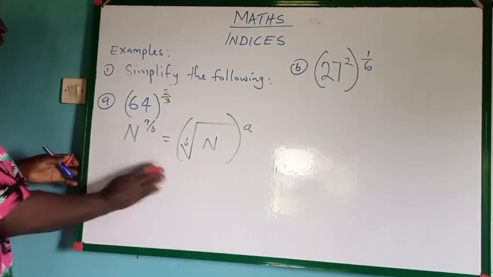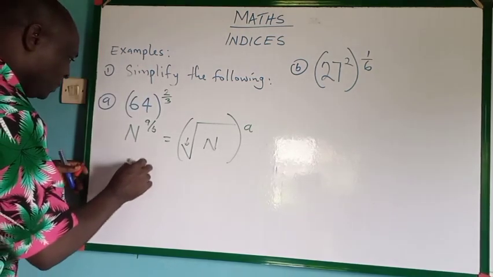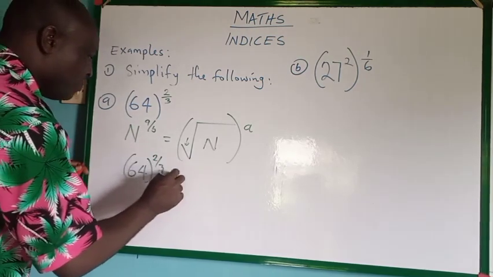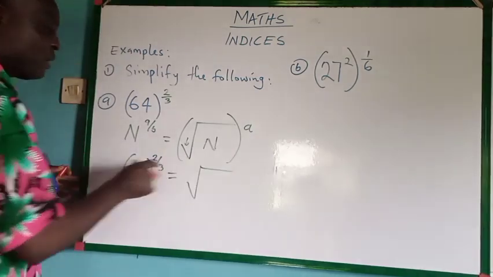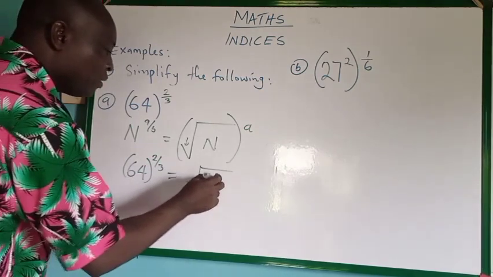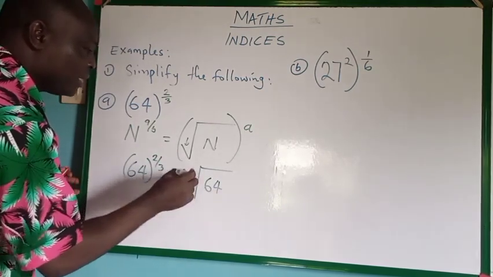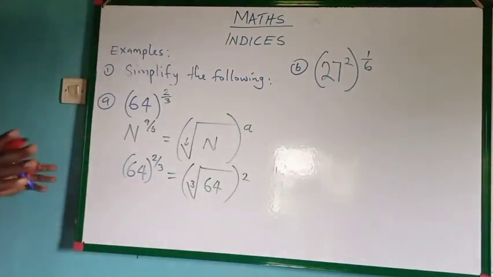So let us see how we apply this in these numerical examples. We have 64 raised to power 2 over 3. That will be equal to roots. I'm introducing root because first, that is what will come to my mind because it's a fraction. So I'll bring in the number 64. What becomes the root? The root is the denominator. All will now be raised to the numerator 2. So that is the arrangement.